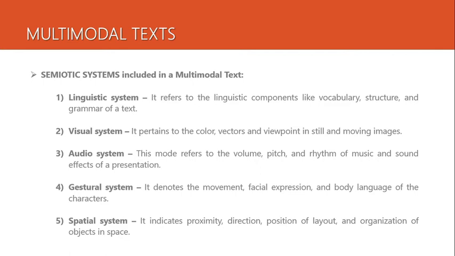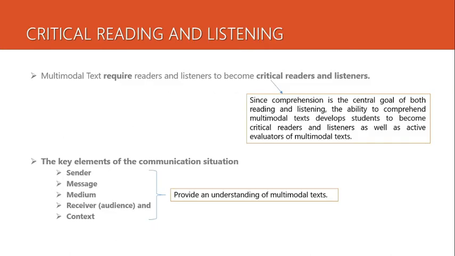So, we can say that these are the systems: what you see, what you say, what you hear, what you do, and what environment you are in. That is the easiest way to understand the semiotic systems. Now let's move forward to critical reading and listening.